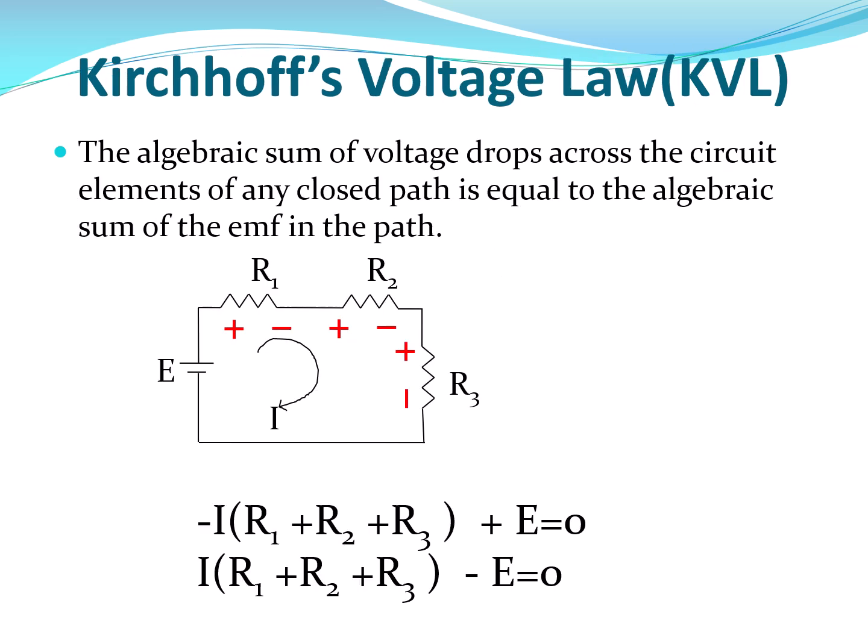Coming to Kirchhoff's voltage law, that is KVL. It states that the algebraic sum of voltage drops across the circuit elements of any closed path is equal to the algebraic sum of the EMF in the path. So I have considered one circuit, and the current is given in the clockwise direction. Now you can see the potential E is coming here before this R1 point, and there is a drop across R1. After that, the potential will be decreased.